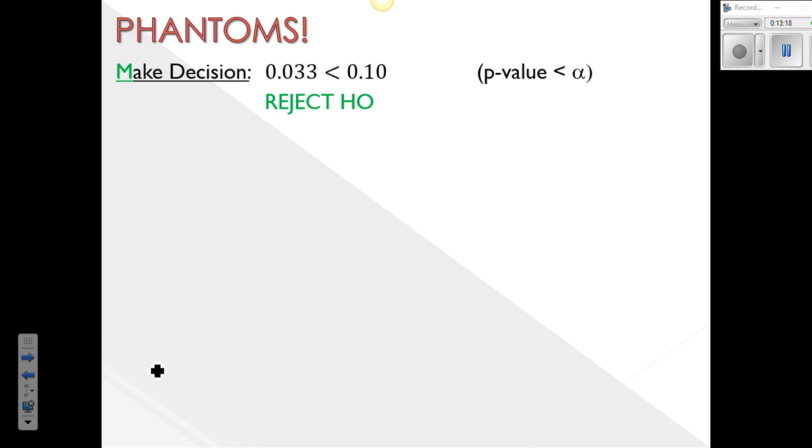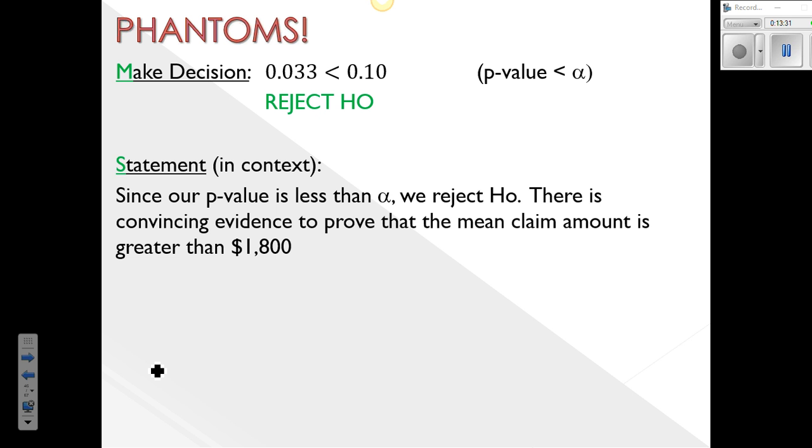So what are we rejecting here? We're rejecting the claim that the mean is 1,800, in favor of the alternative where it is higher than that, right? So since our p-value is less than alpha, we reject H0. That means there is convincing evidence to prove.